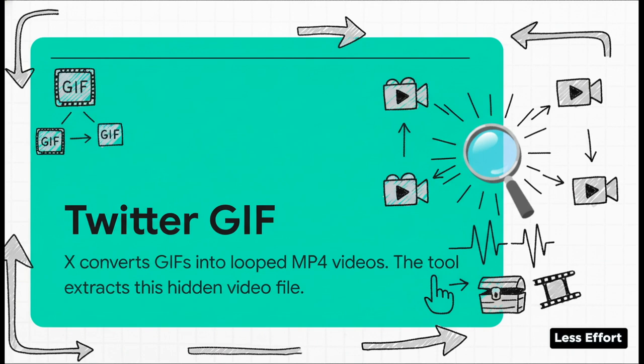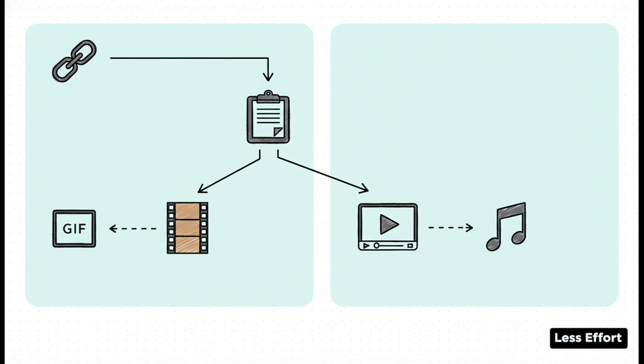Pretty neat, huh? So whether you want to save one of those animated GIFs as an MP4, or maybe you want to pull the audio out of a video and save it as an MP3 file, the process is exactly the same. You just copy the link, paste it in, and then choose the format you need. It really is that simple.